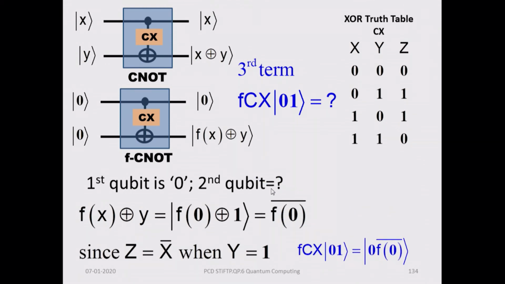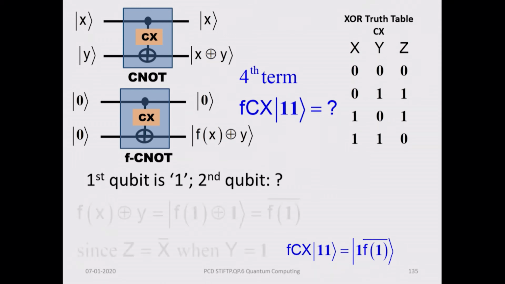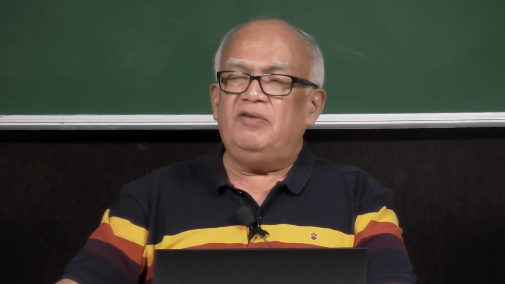So, this is the function controlled-NOT of 0 1, which gives you 0 and f0 not. And then you have the fourth term, which is the last one, which is the function controlled-NOT of 1 1. Now the first one is 1, x is 1 and y is also 1. So, z will be the opposite of what you have in the first column, which is not x but the function x. So, now you have got the output 1 f1 not, and now you collect all the 4 terms.